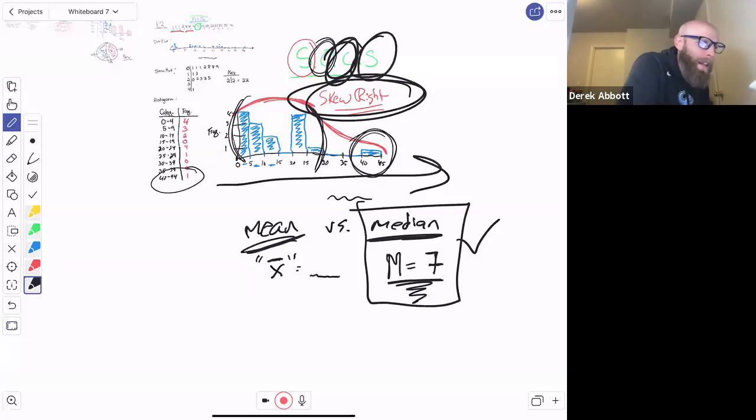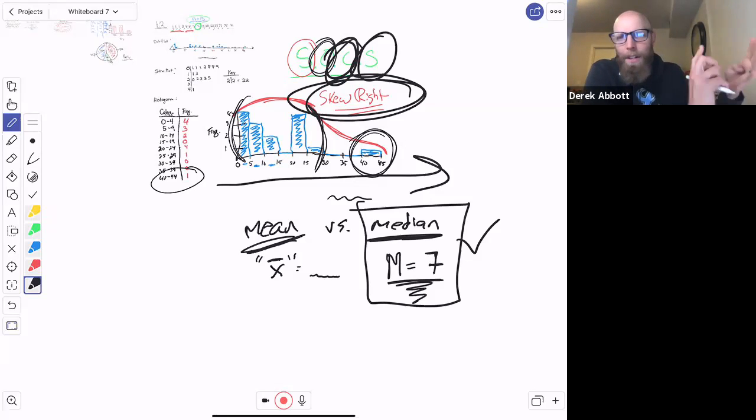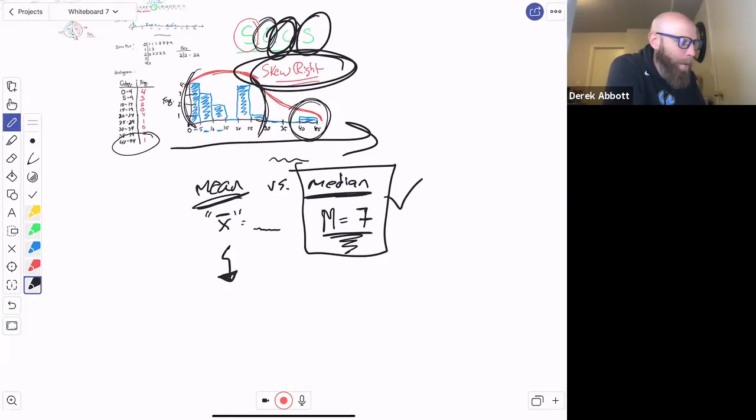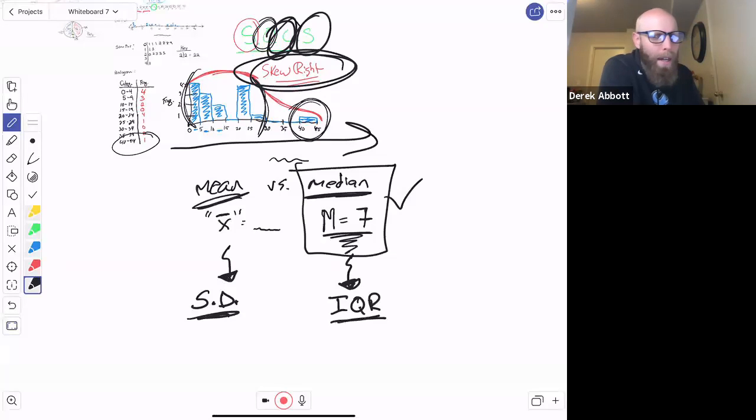And finally, let's talk about the spread. So shape, outlier, center, spread. So let's talk spread. So spread, we like to use a couple different things. If we're talking about mean, then we want to use the standard deviation. If we're talking about median, it's got a partner called the IQR, or interquartile range. All right, so those are the two things.